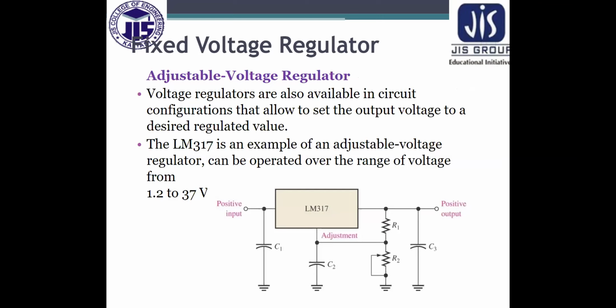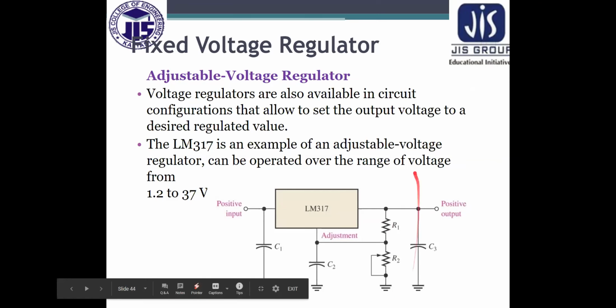Adjustable voltage regulators are also available that allow setting the output voltage to a desired regulated value. LM317 is an example. Its values can range from 1.2 to 37 volts. The adjustment can be done by this voltage divider circuit.